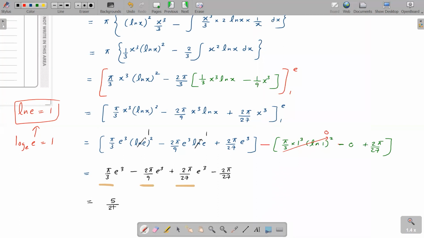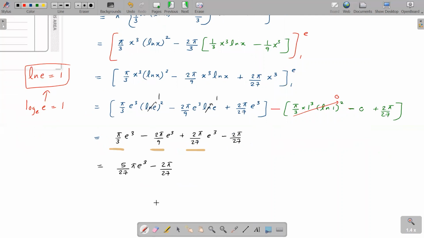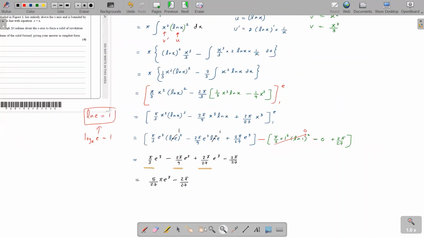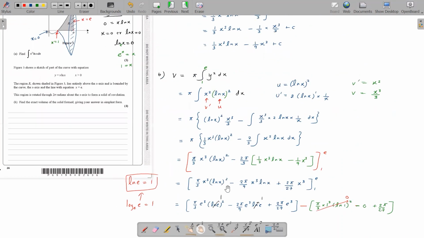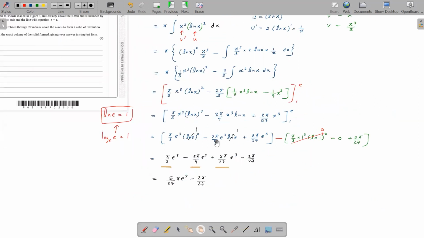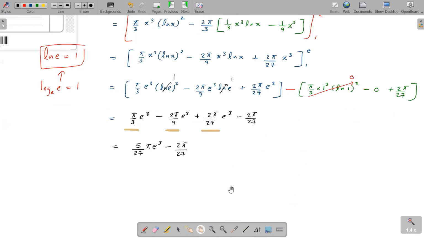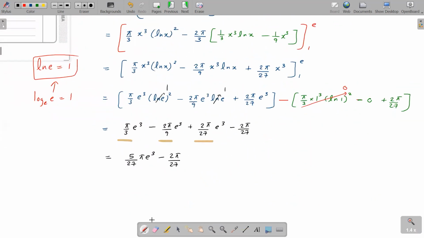So I get 5 over 27 pi e cube minus 2 pi over 27. If you want, you could take the pi out. Have they given us any format to keep the answer? Find the exact volume of solid formed, giving your answer in simplest form. Okay, so this is the simplest form. 5 over 27 pi e cube minus 2 pi over 27. Leave your answer like this. This is the simplest form. Okay, is it clear?